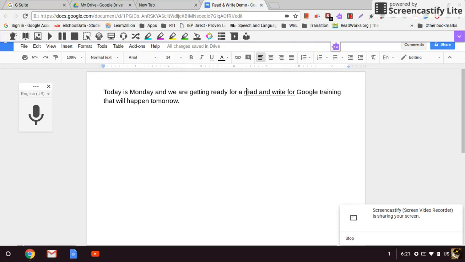Read and Write is the name of the program, so it needs to be capitalized. And it had those little squiggly marks underneath because it had predicted that that might be the case. I then might have the students, if they're working on specific words, maybe homophones, I'd look at write and make sure it was the correct write. I want to look at my punctuation. So today is Monday, comma, and we are getting ready for Read and Write for Google training that will happen tomorrow. Maybe this is the start of a paragraph and I need to indent.